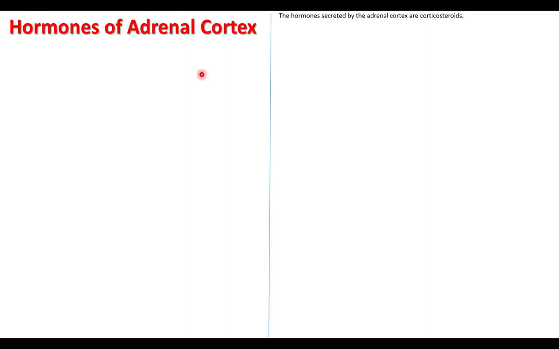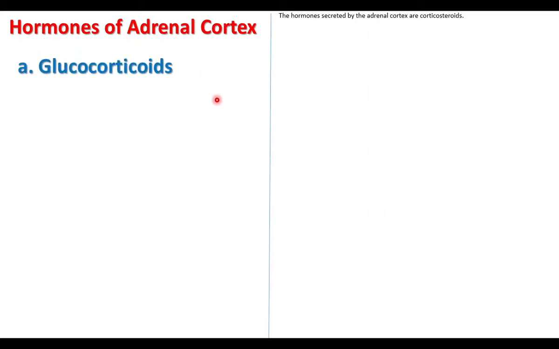Hormones of adrenal cortex are called corticosteroids. They are steroid hormones. Steroid hormones derive from fat. These steroid hormones are used for treatment also.